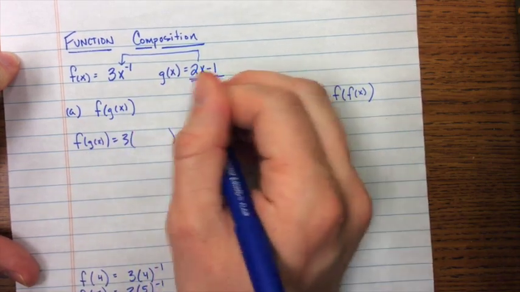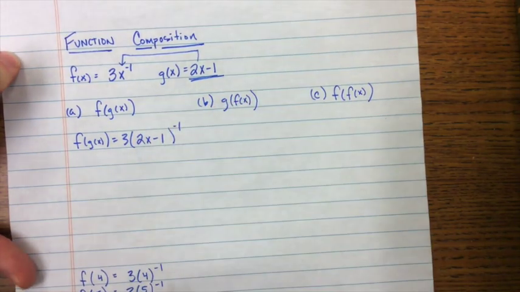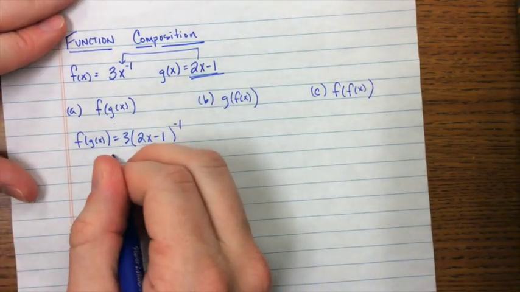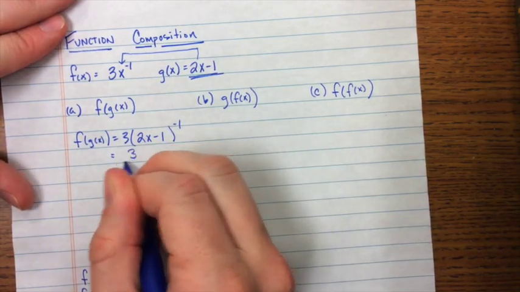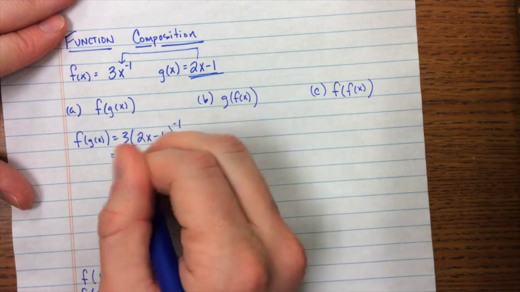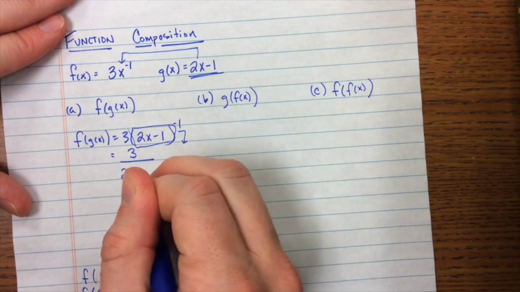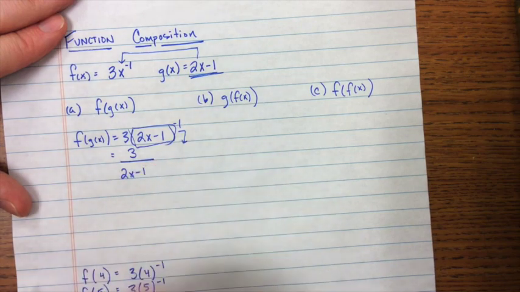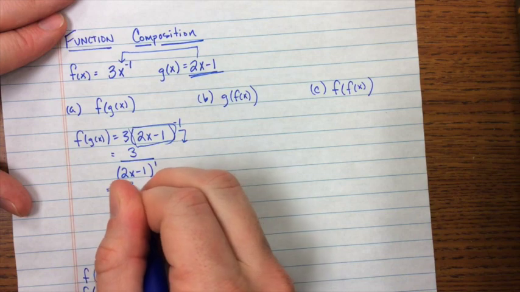So f of g of x is equal to 3 times, here's the input, and what we're substituting is 2x minus 1, and that's raised to the negative first power. And so you'll rewrite this. Remember, we don't like to leave negative exponents. That's 3 over this whole piece here is going to get brought down as 2x minus 1. And you could put parentheses in a positive first power like this, but you don't have to have that positive first power.